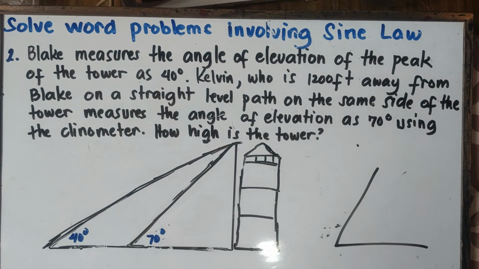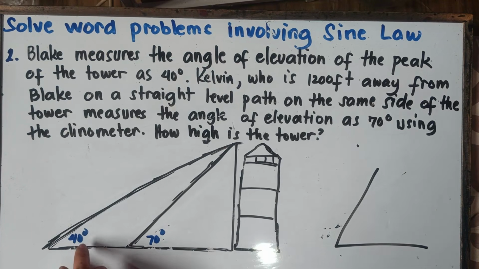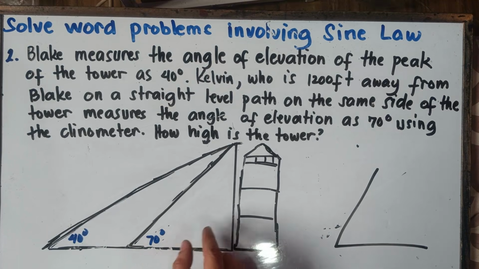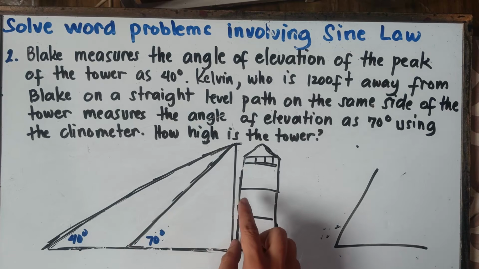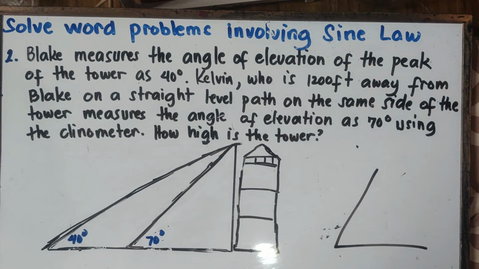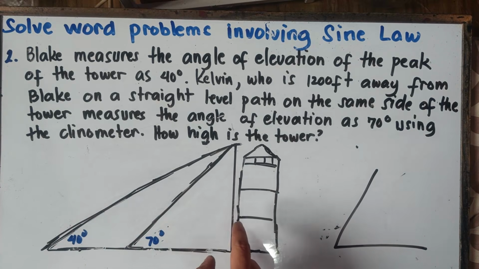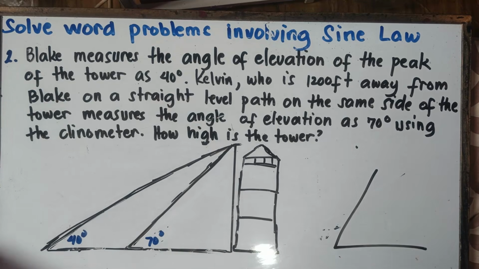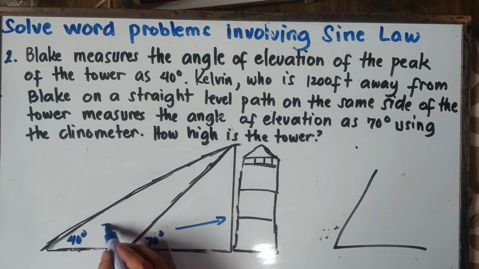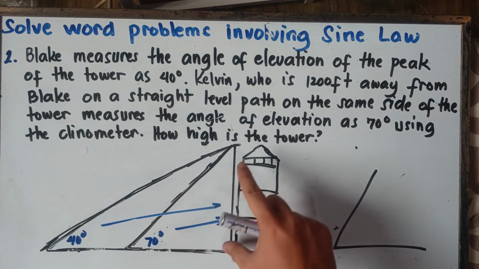Now, you'll be asking questions, sir. You said it a while ago: the greater the angle, the greater the opposite side; the smaller the angle, the smaller the opposite side. That's correct, I said it a while ago. Now, question. We have an equal opposite side, right? For 40 degrees, the opposite side is this. For 70 degrees, the opposite side is this.